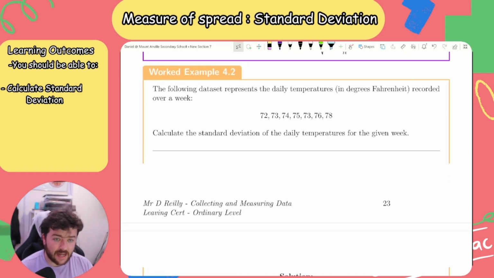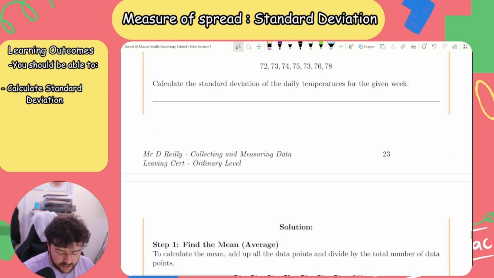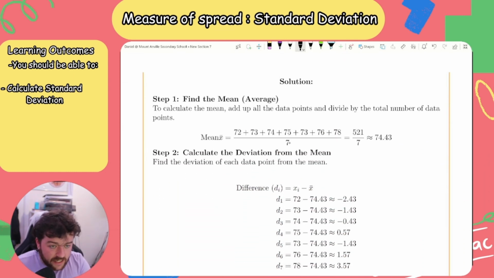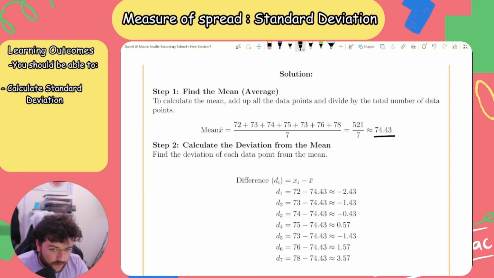So let's look at an example. The following data set represents the daily temperatures in degrees Fahrenheit recorded over a week: 72, 73, 74, 75, 73, 76, and 78. We want to calculate the standard deviation of the daily temperatures. Step 1, we find the mean. We add up all my values and divide by 7 because I have 7 of them. So the mean equals 74.43.